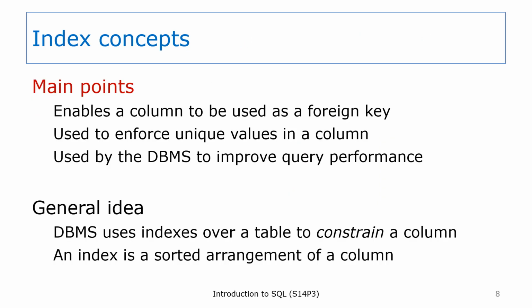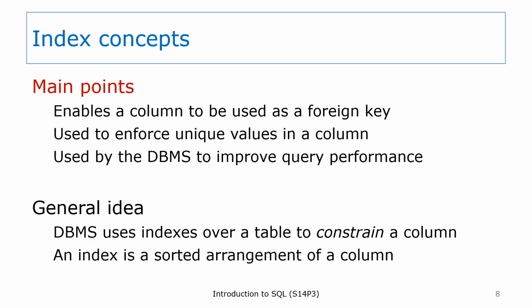Now let's take a look at indexes. An index is another type of database object. It is associated with a column or columns in a table. As I told you on the previous slide, a column that will be used as a foreign key must have an index built over it, so that is one use for indexes.